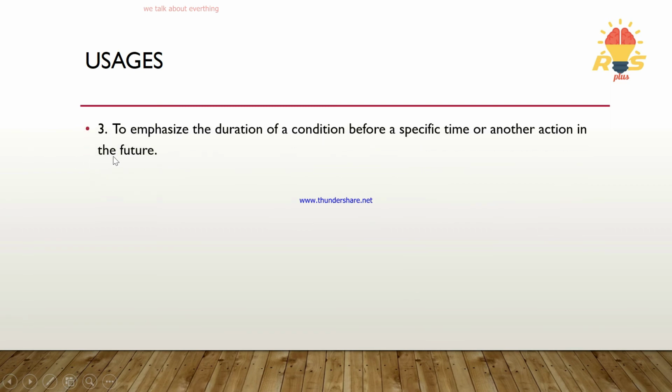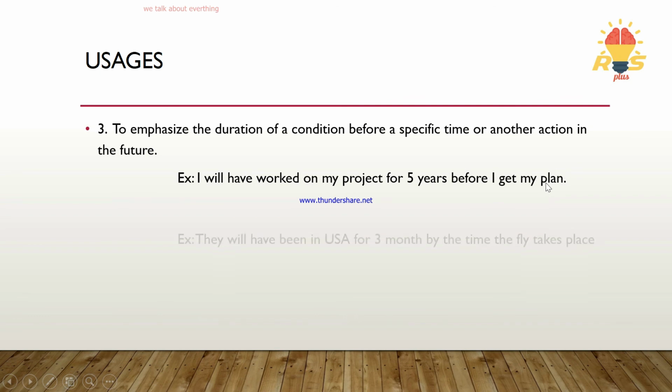The next usage: to emphasize the duration of a condition before a specific time or another action in the future. So to emphasize the duration of a condition. That what happened and is going to happen in the future, before this action or before this time. So it talks about the duration, right? I will have worked on the project for 5 years. So the duration is 5 years before I get my plan. So before I get my plan, right?